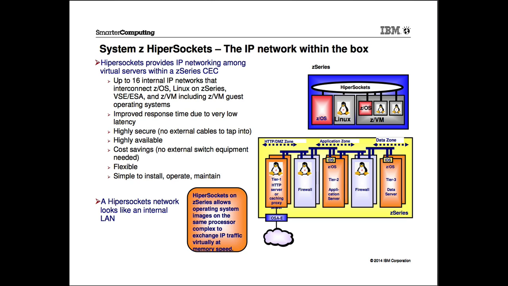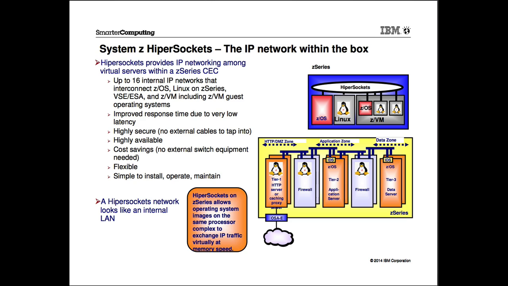It's highly secure because there are no external cables to tap into. HyperSockets is completely internal to a hardware CEC. It's highly available because there really isn't any hardware, right? It's just copies. And cost savings, there's no external switch equipment needed. It's flexible, and it's simple to install, operate, and maintain. So HyperSockets looks like an internal LAN. It allows operating systems on the same processor complex to exchange IP traffic at virtually memory speed.